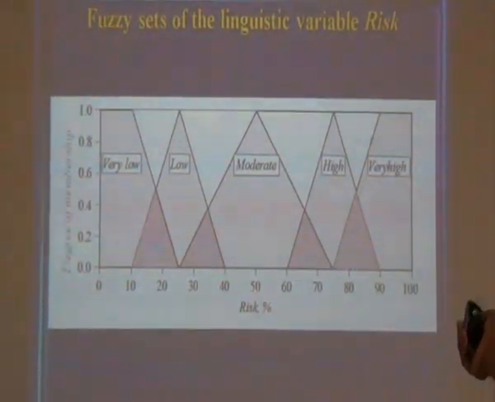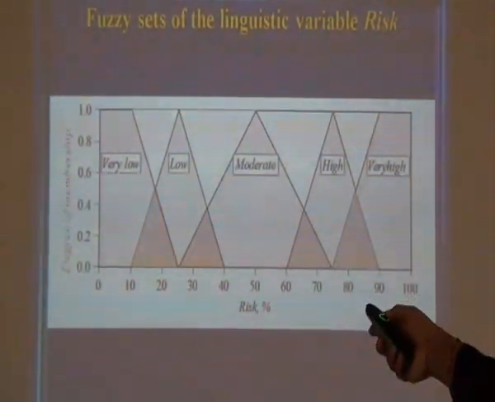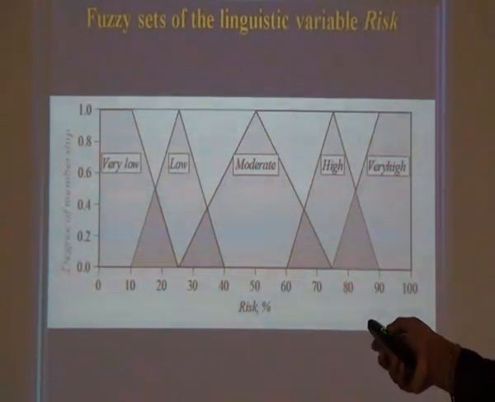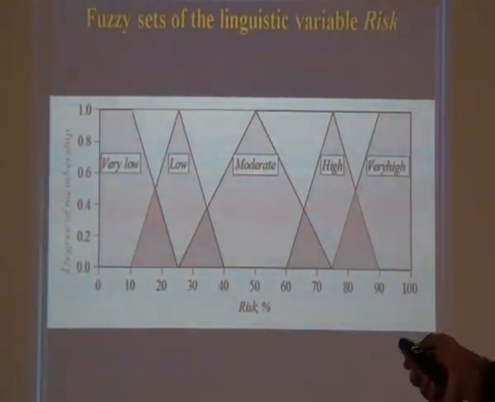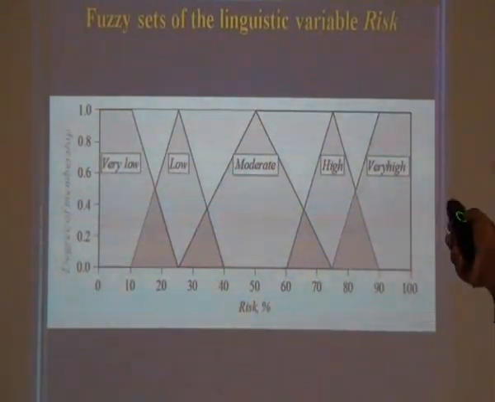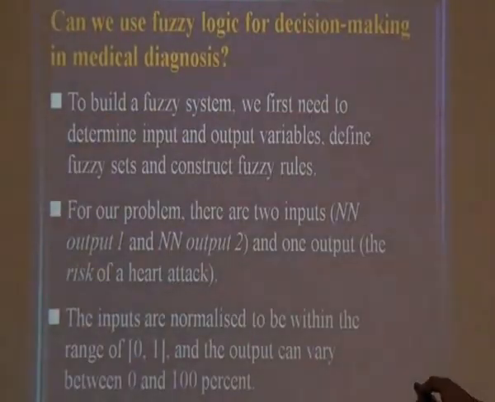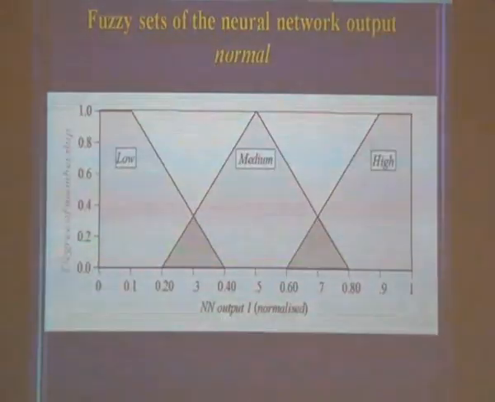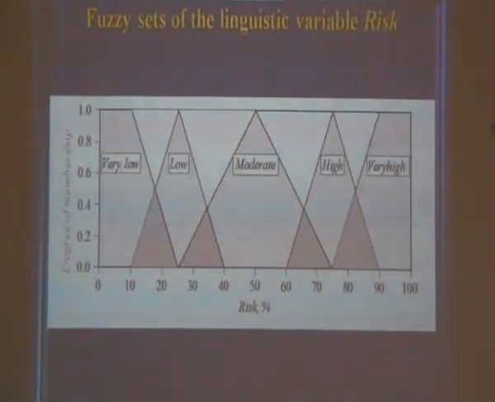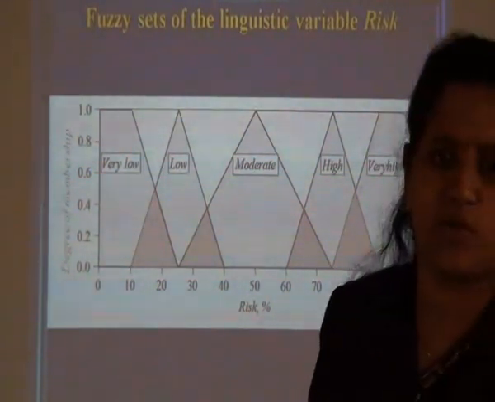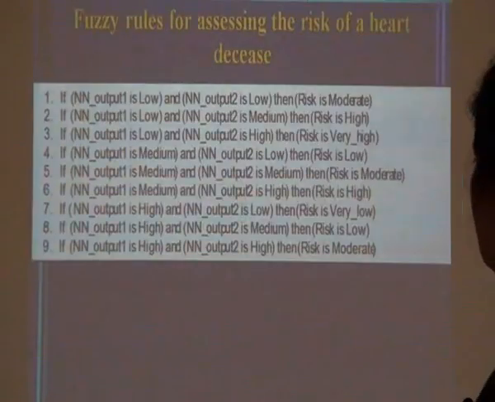Only thing is that with 0 to 100, 0 to 25 is very low, 10 to 40 is low, and, sorry. Look at this, moderate starts at 25 and goes up to 75, 60 to 90 is high, and 75 to 100 is very high. Like this, instead of representing the crisp value, you can represent it in the form of a fuzzy set.